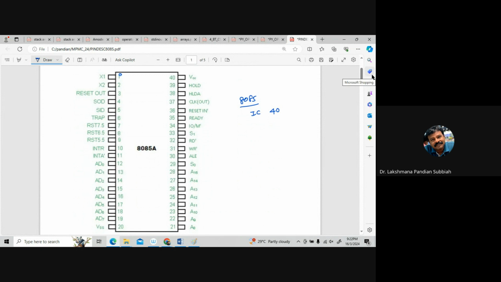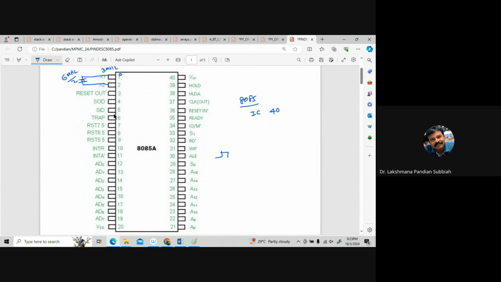Now you see the signals. First, X1 and X2, which are used for connecting the oscillator. The oscillator is a crystal oscillator, which you studied in physics. The crystal oscillator is around 6 megahertz, and the 6 megahertz is split into half, that is a 3 megahertz signal. The 3 megahertz signal is passed on to that IC. The signal is actually a 3 megahertz clock pulse.